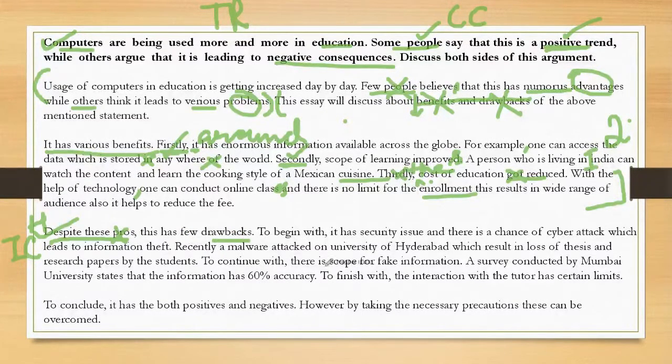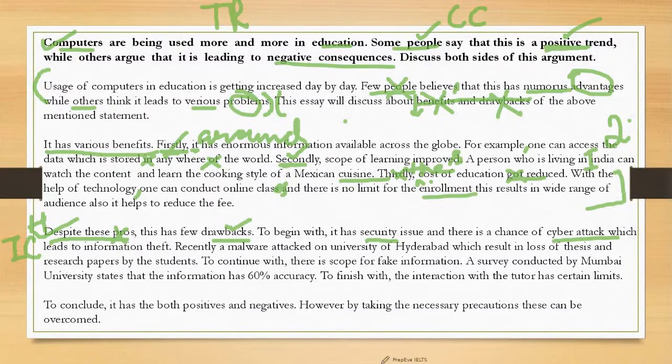He's saying that now this is the introductory sentence. He's saying that now I'm going to discuss the drawbacks. To begin with, it has security issues. So there are security issues and there is a chance of cyber attack, which leads to information theft. Okay, Simi, exactly, you can also use on the contrary. Good.